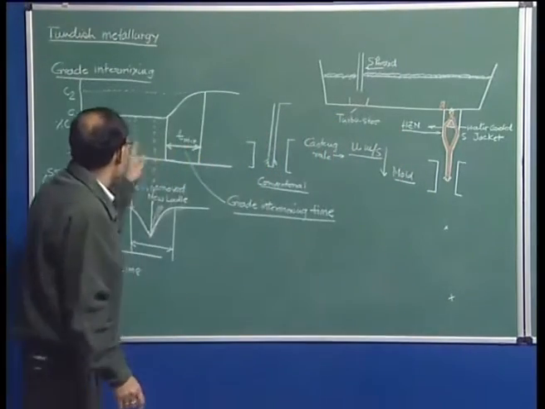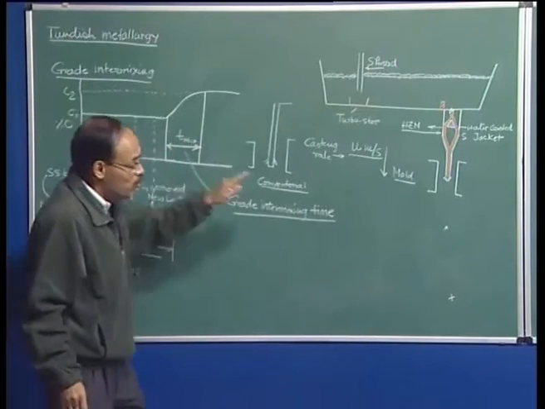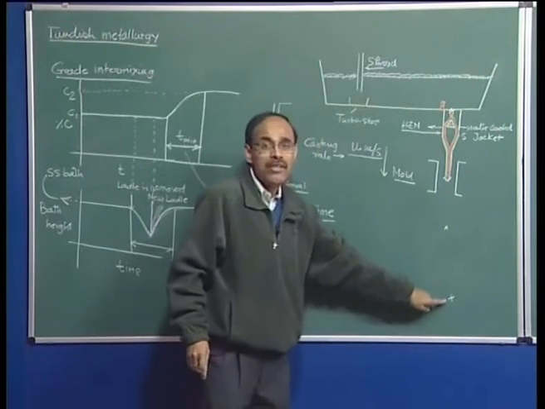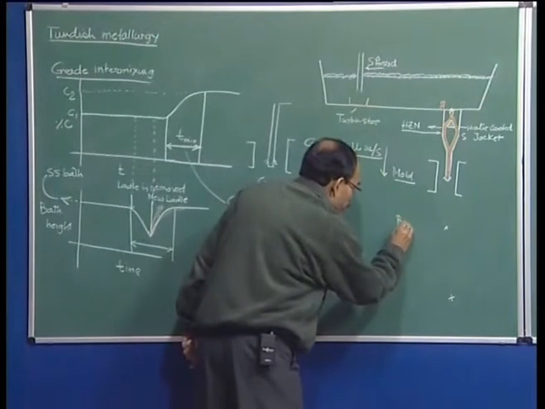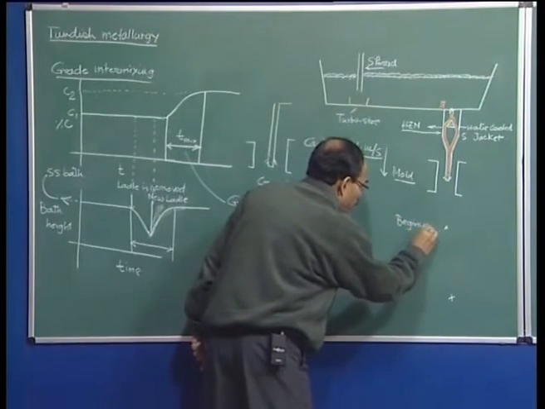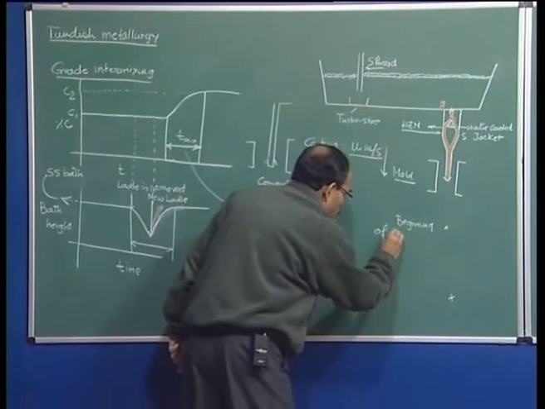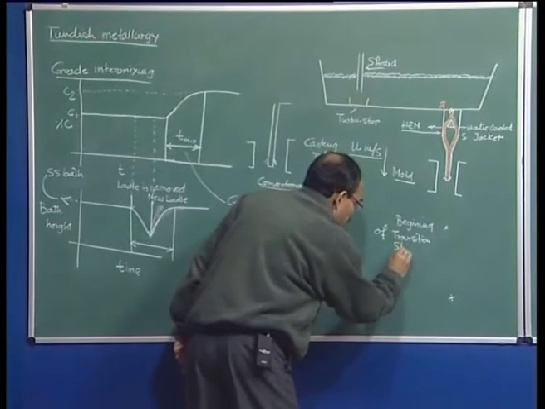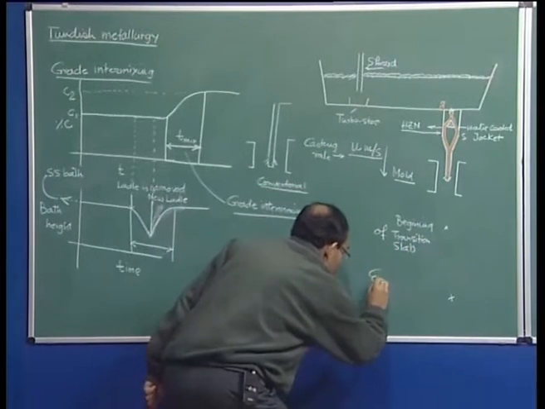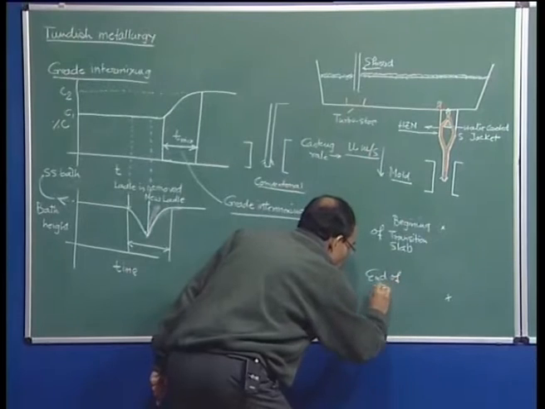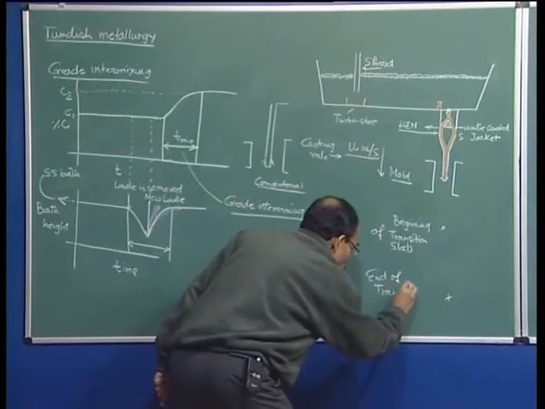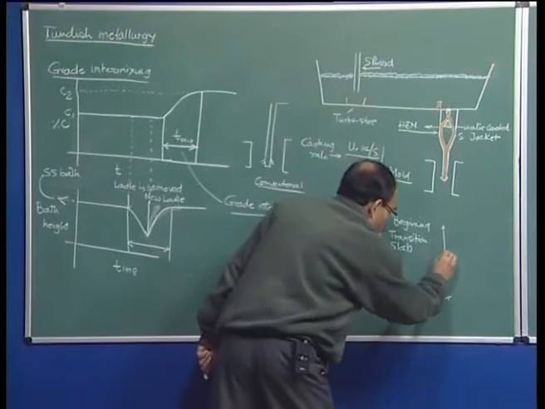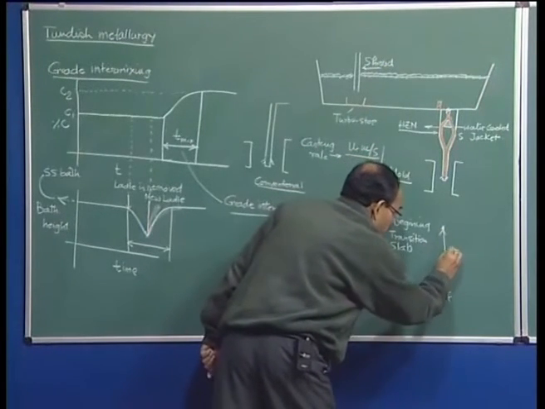By knowing this particular graph, I should be able to find out the beginning of the production of the transition slab and the end of the production of the transition slab. So, this is the beginning of the transition slab, and this is the end of the transition slab. So, this is called the transition slab length.